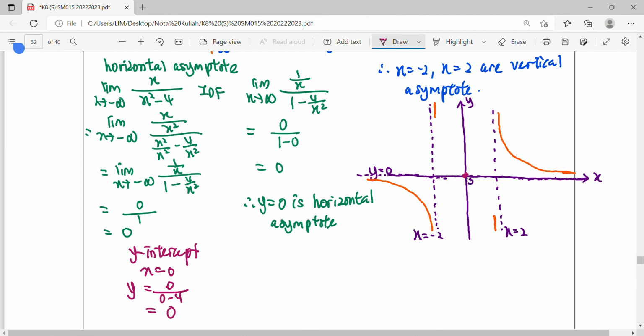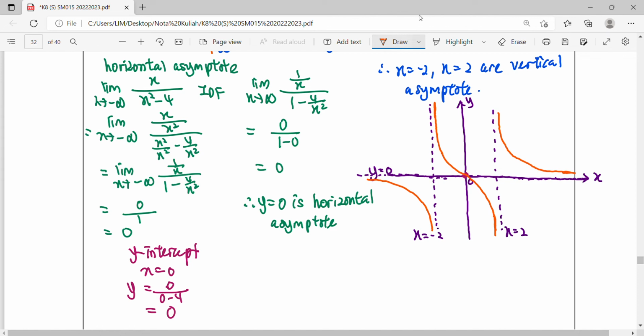So that means your graph, when it is getting near to negative 2 from the left, goes to negative infinity. When it is getting near to x equals to 2 from the left, it goes down to negative infinity. When you're getting near to negative 2 from the right hand side, it's going to positive infinity. When it's getting near to 2 from the right hand side, it's going to positive infinity.